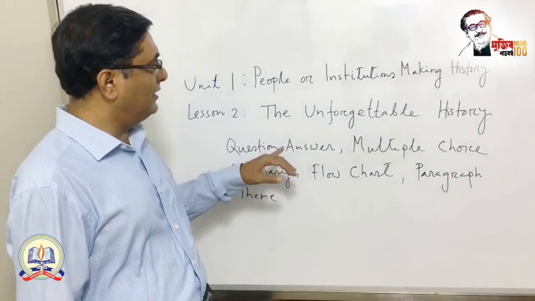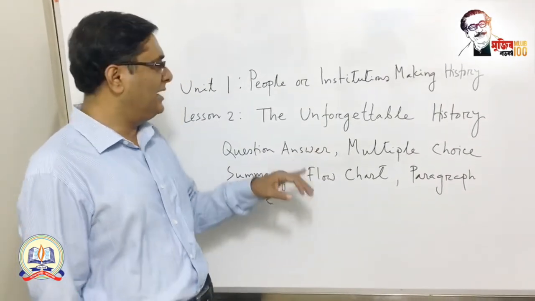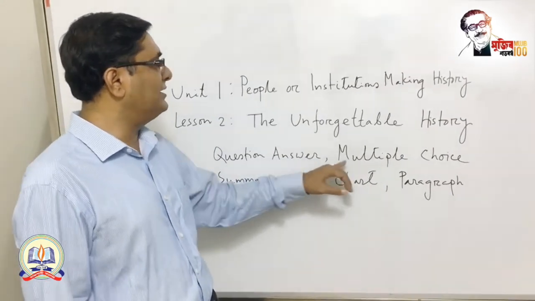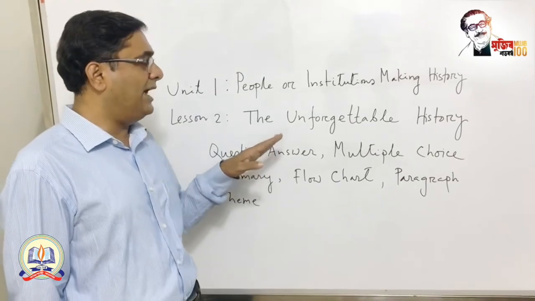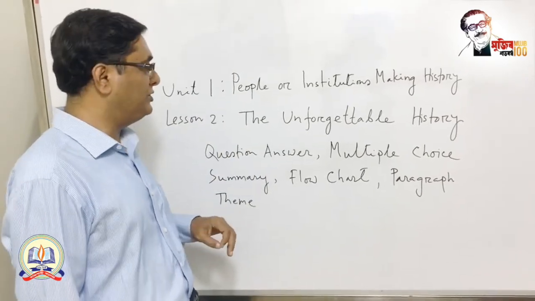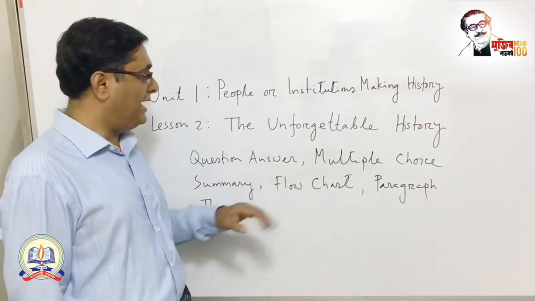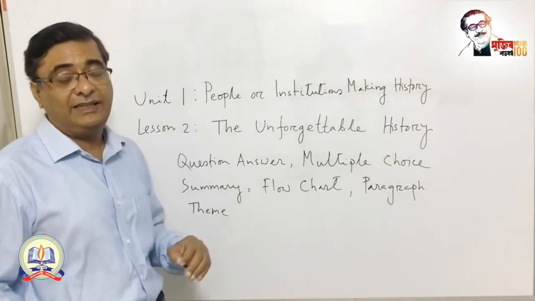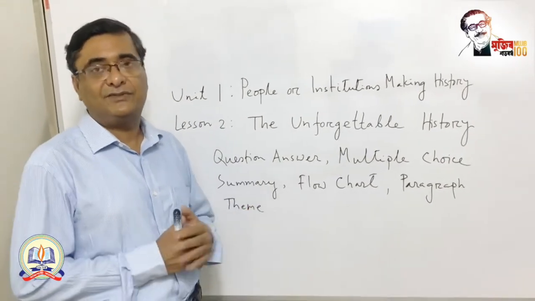So now, 1, 2, 3, 4, 5, 6. These items are these two, I mean question answer and multiple choice. You will have a single passage and you have to answer questions and multiple choice type questions from the same passage, and then summary, then flowchart. And I have already said that paragraph and theme are also linked with the text. So from every point of view, your text is very important.